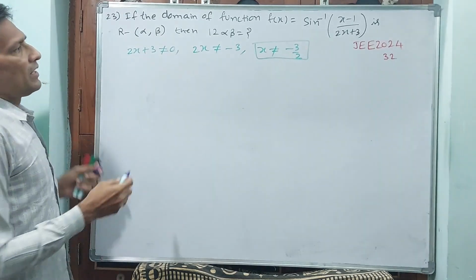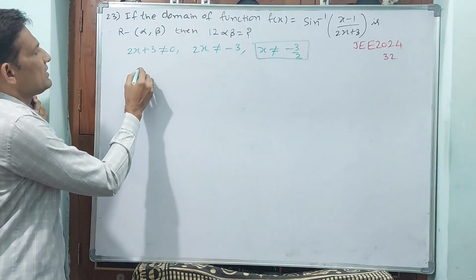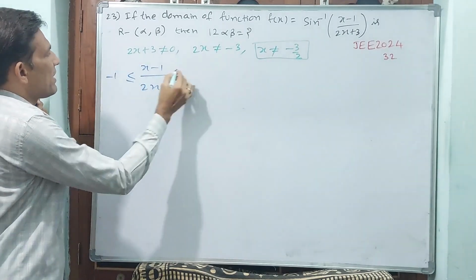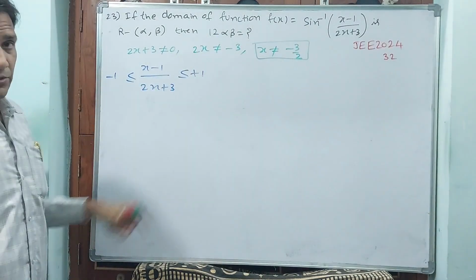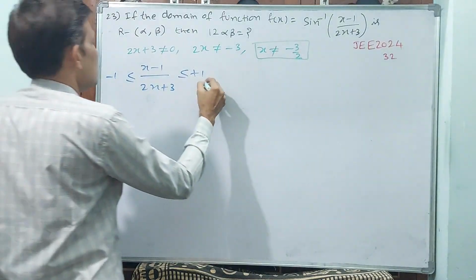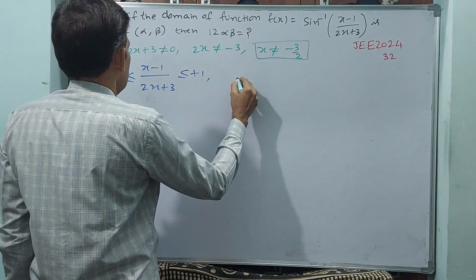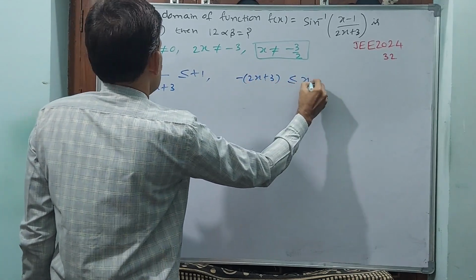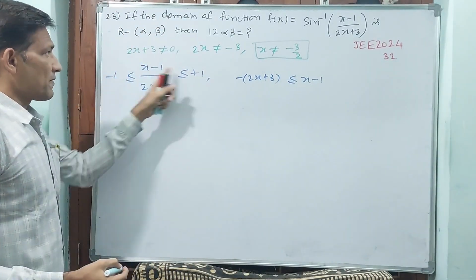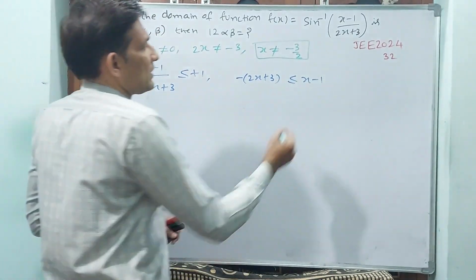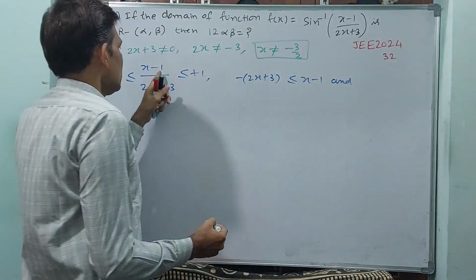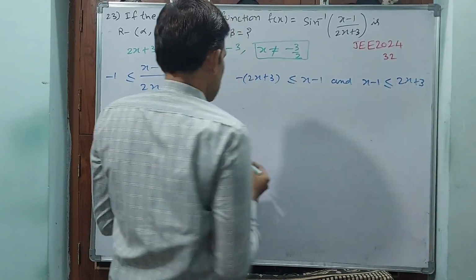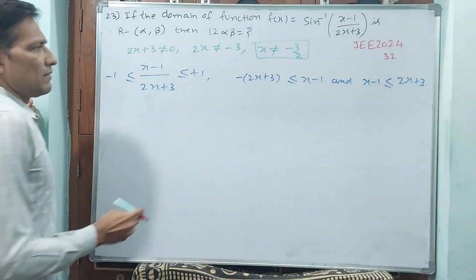Based on this, your alpha beta values should be determined. Now, we know very well that for sine inverse of x, x should be between minus 1 and plus 1. Separately we will do minus of (2x plus 3) and x minus 1 first, and afterwards x minus 1 and 2x plus 3. We will do it one by one. First we will take this one.